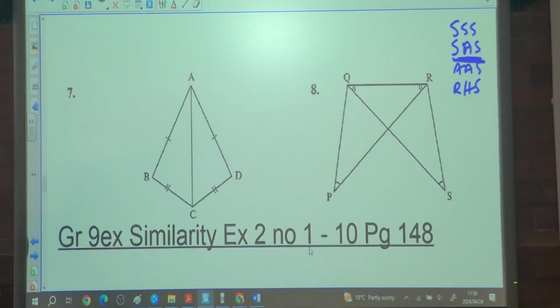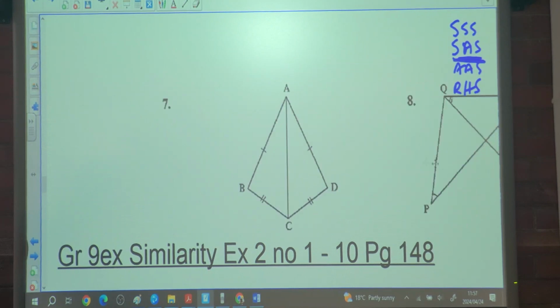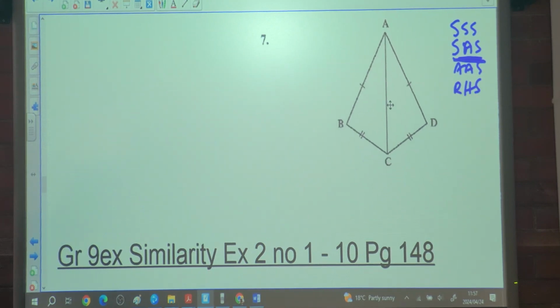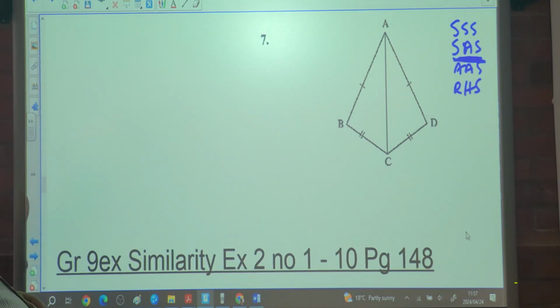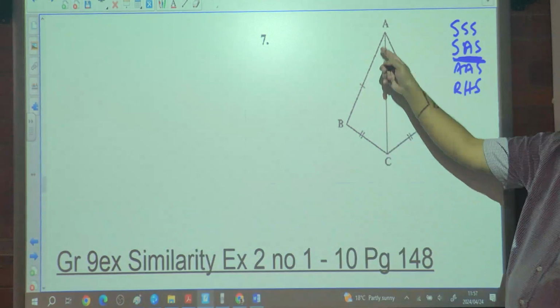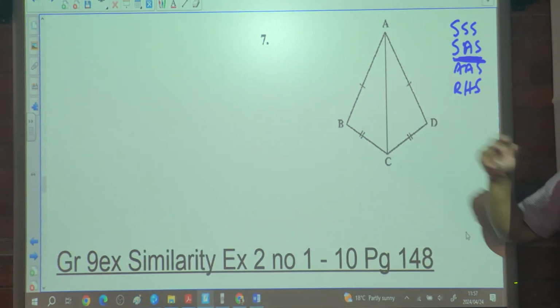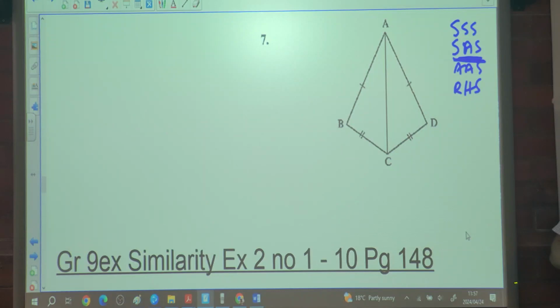We are at number 7 now. AB is equal to which length? AD. BC is equal to which length? CD. What else can we say about the two triangles? AC is a common side. Are the two triangles congruent? Yes. What case of congruency is this? Side, side, side. That was an easy one.